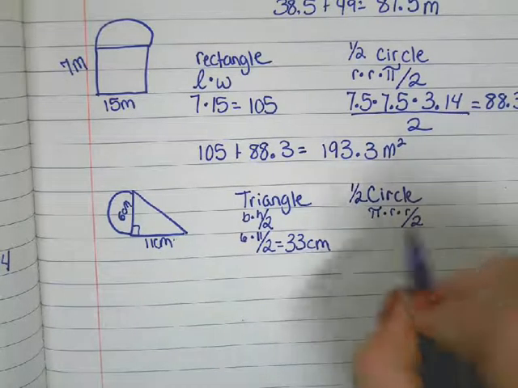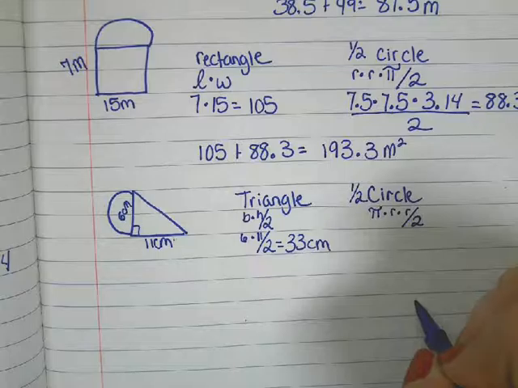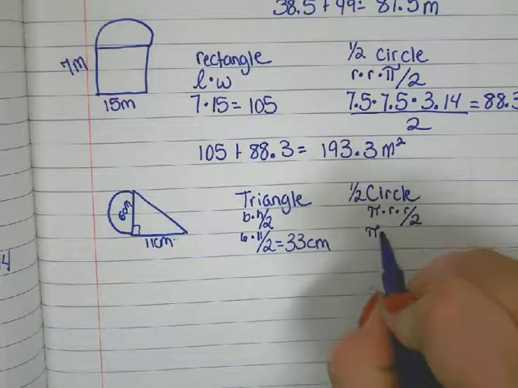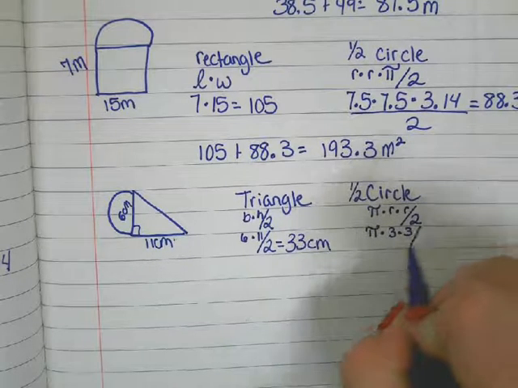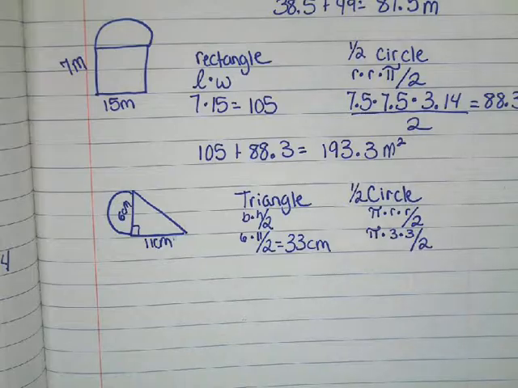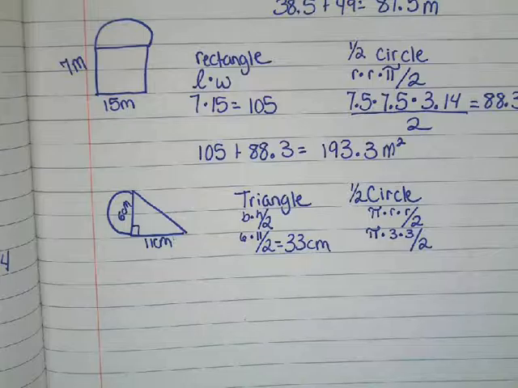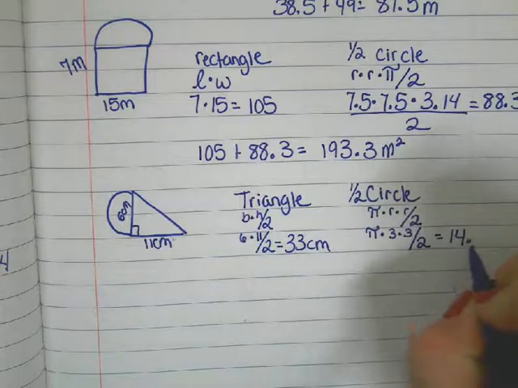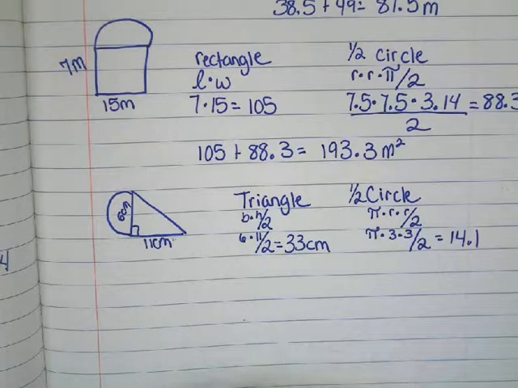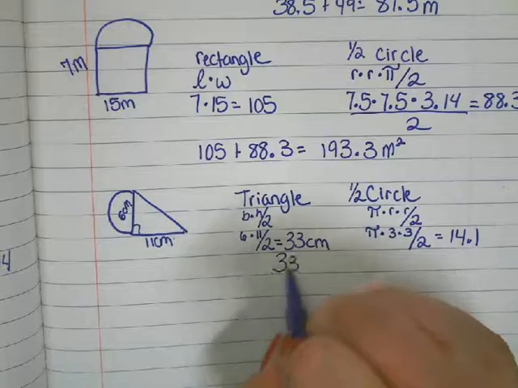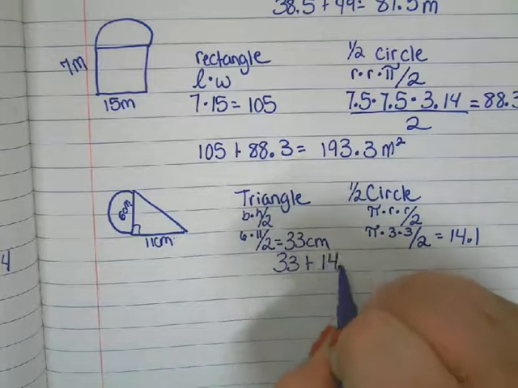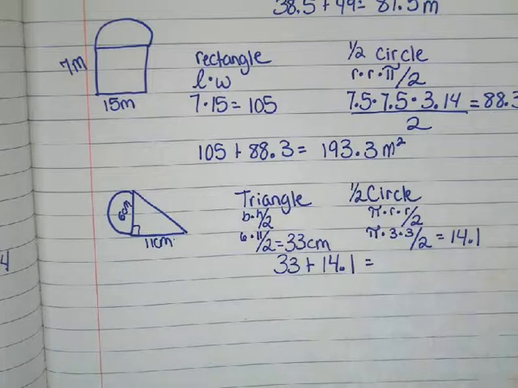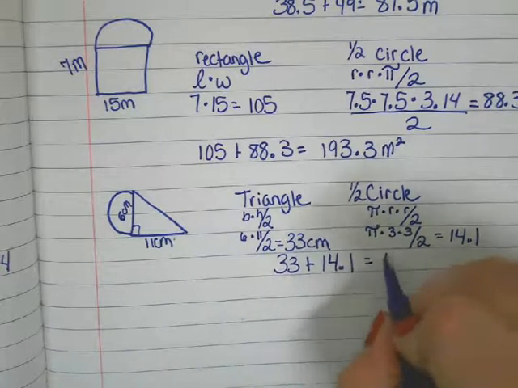3. So I've got pi times 3 times 3 divided by 2. So 3 times 3 times 3.14 divided by 2 is 14.1. So then I'm going to take 33 plus 14.1, which is 47.1 centimeters squared.